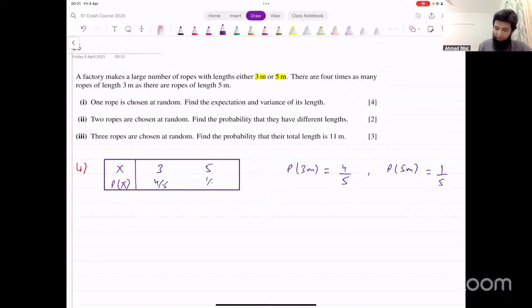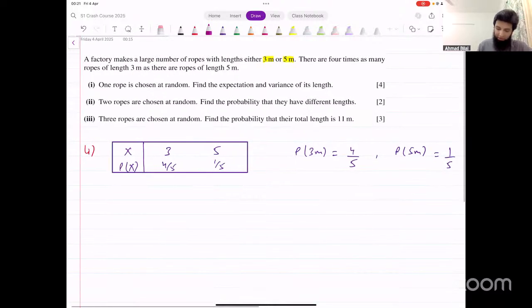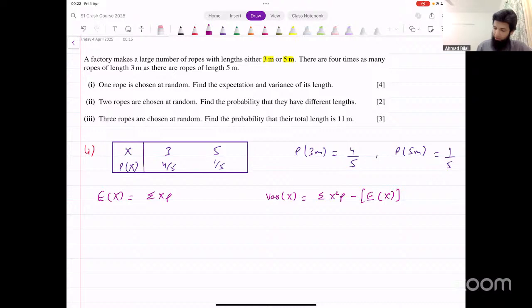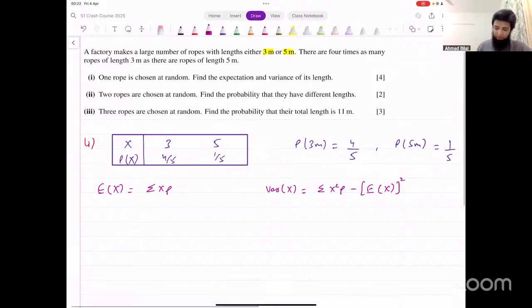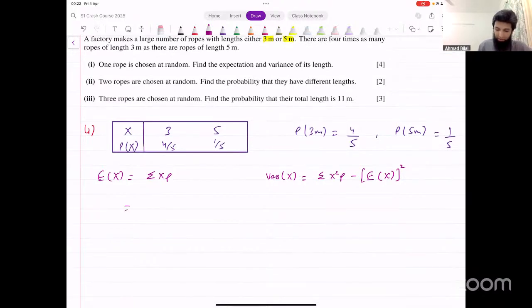And all you have to do is just apply the formulas. The expected value, that is given by sigma xp, and the variance is given by sigma x square p minus expected value of x whole square. So the first part is not binomial as such. You can just do it directly like this. Let's see what that turns out to be.